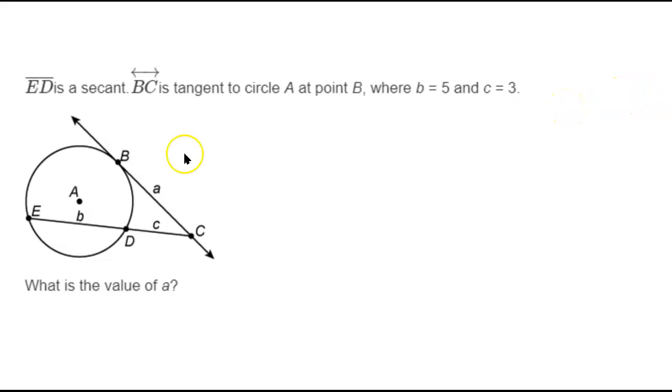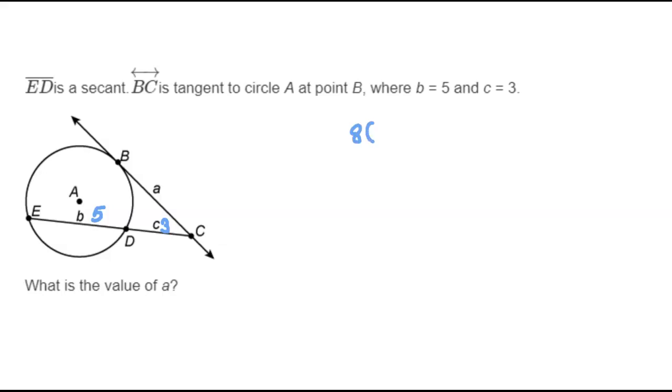ED is a secant. BC is tangent to circle A at point B, that's our tangency, where B is equal to 5 and C is equal to 3. So here, secant lines are total times exterior. So that's going to be 8 times 3.